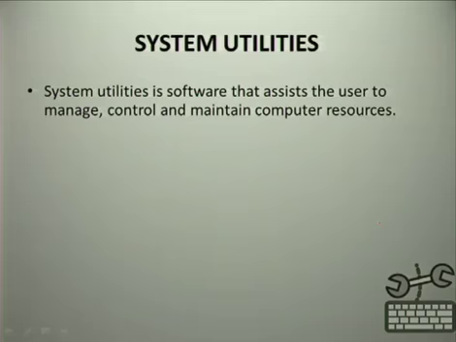Then obviously when you get your operating systems, they come with some system utilities. Now what are these system utilities? System utilities are software that assists the user to manage, control, and maintain computer resources. Remember, you would have your computer working and functioning properly, and you'd want to keep it that way. So system utilities will allow you to maintain your computer resources.